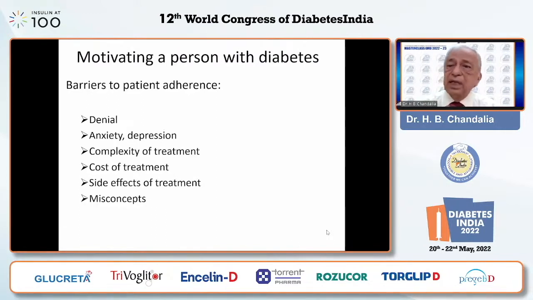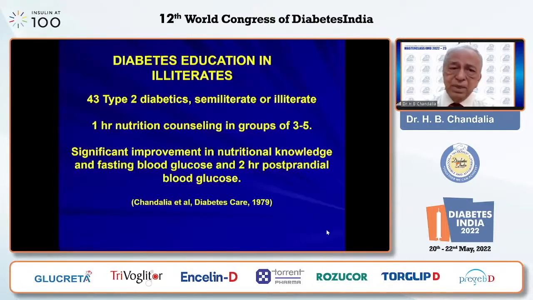And what are the barriers to patient adherence? When the patient is in denial, anxiety, depression, sometimes complexity of treatment. Sometimes you make it very complex, and patients find it difficult to understand. Cost is always a problem. Patients are paying from their pockets. Side effects are there, and we sometimes do not address them. A lot of misconceptions prevail. Can you teach illiterates? This was a paper in Diabetes Care by us long ago.